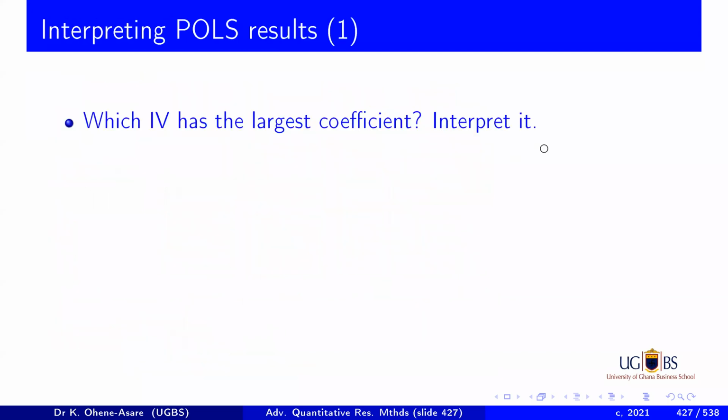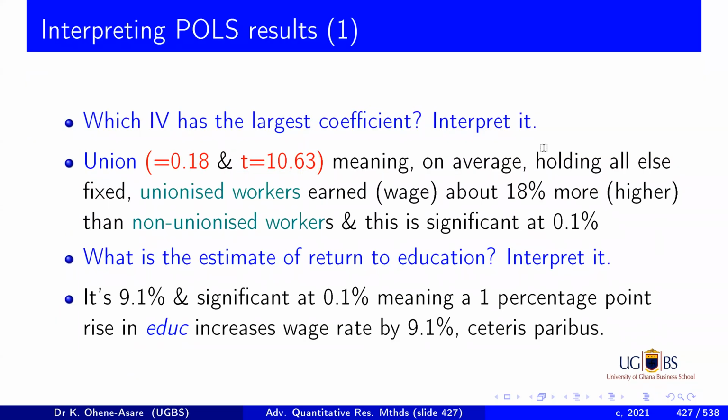Okay. So that was education. So the 9.1%, this is significant at 0.1%. So a 1 percentage point rise in education. Now, when you were mentioning that if someone has education, no, it's if someone's education he already has rises, he already has it and is rising.